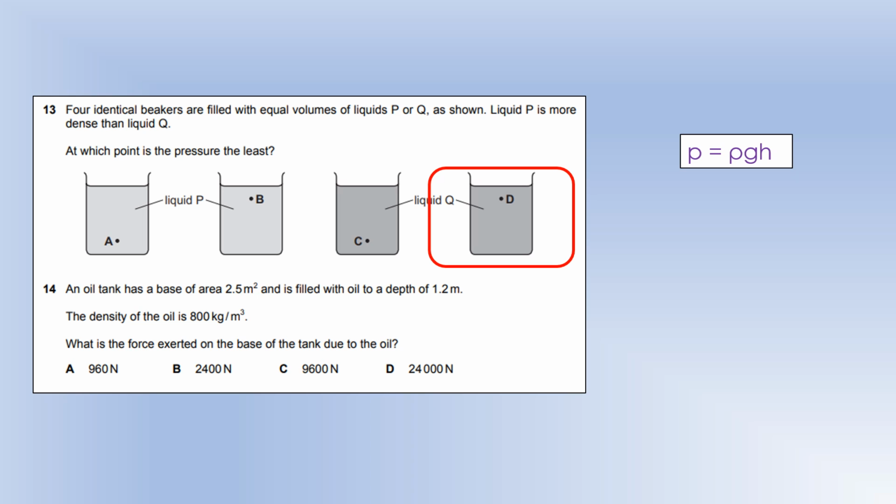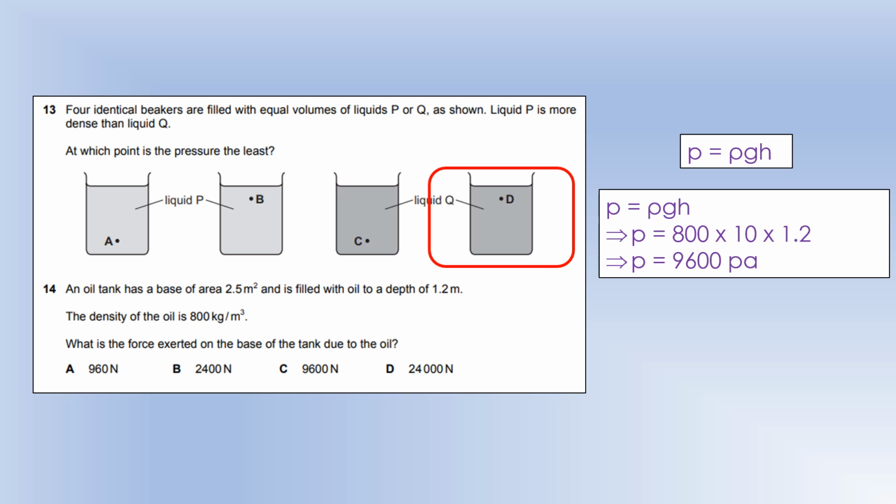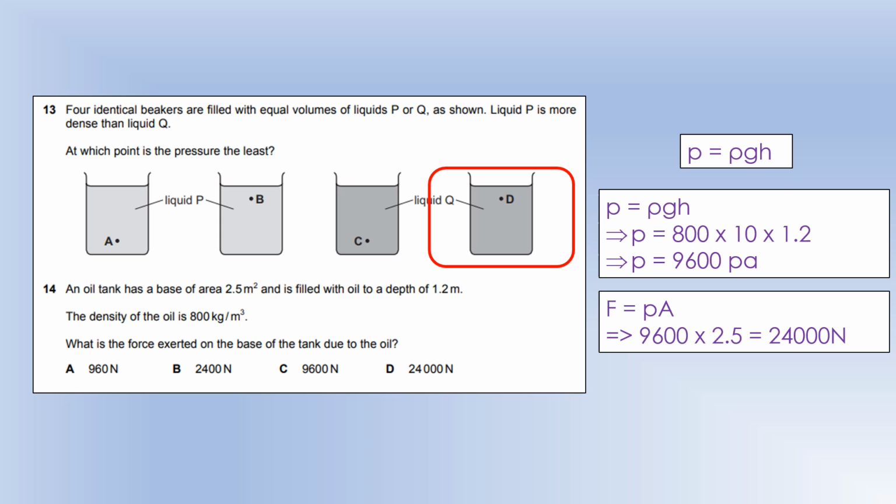Okay, so an oil tank has a base area of 2.5 meters squared, and it has oil to a depth of 1.2 meters. The density is 800 kilograms per meter cubed. What is the force exerted on the base of the tank due to the oil? So we're going to use this equation here, which would allow us to calculate what the pressure is, 9,600 pascals. And then what we want to do is turn that into a force by multiplying it by the area, and that gives us the answer option D.